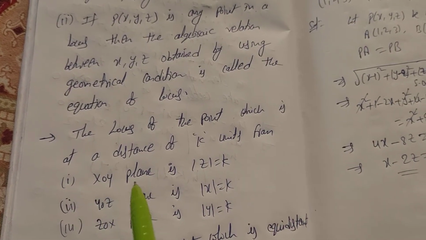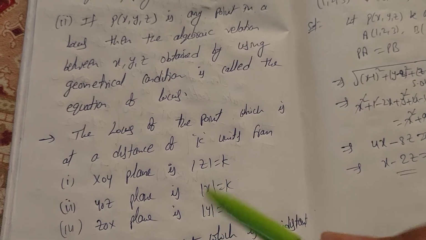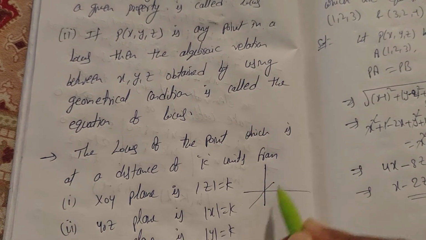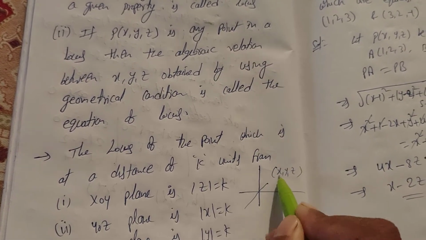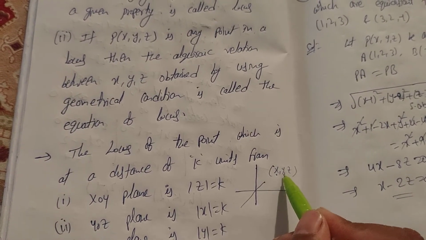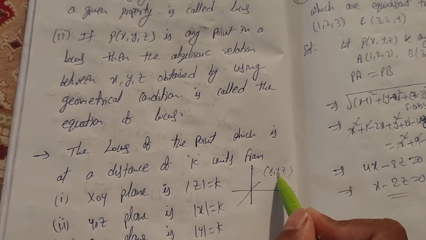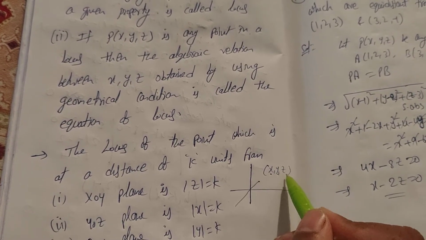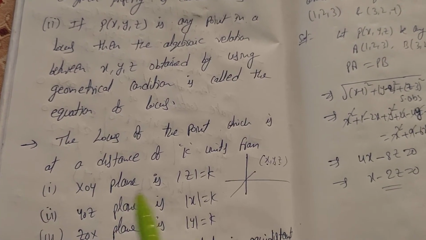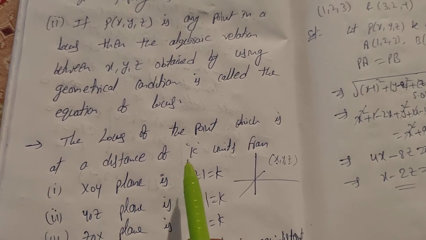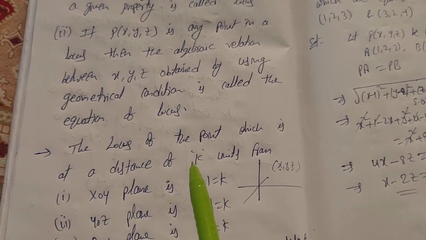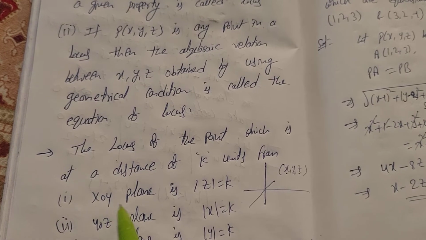Okay, so now generally the locus of the point which is at a distance of k units from the xy plane is mod z is equal to k. Generally we know very well, if you take in the space any point x, y, z, this x is nothing but the perpendicular distance from this point to the yz plane, and this y is nothing but the perpendicular distance from this point to the xz plane, and z is nothing but the perpendicular distance from this point to the xy plane. So if they give the distance of k units from the xy plane, that means that point is at k units from this plane.